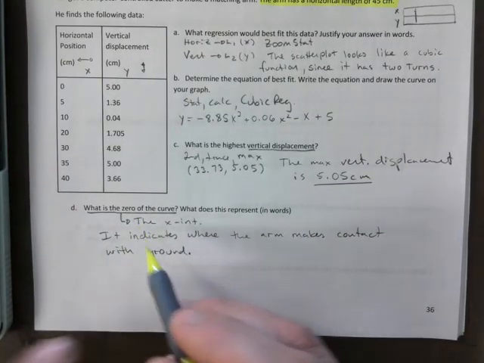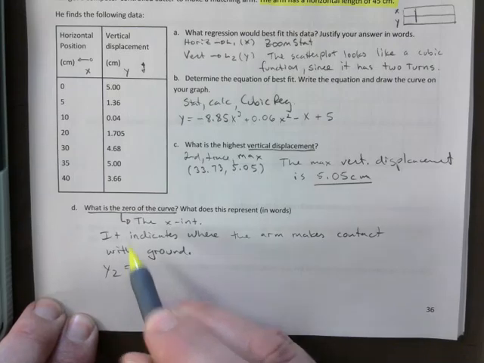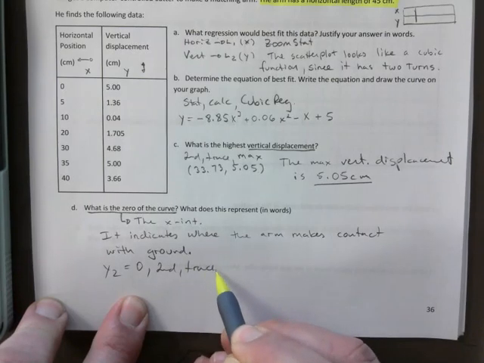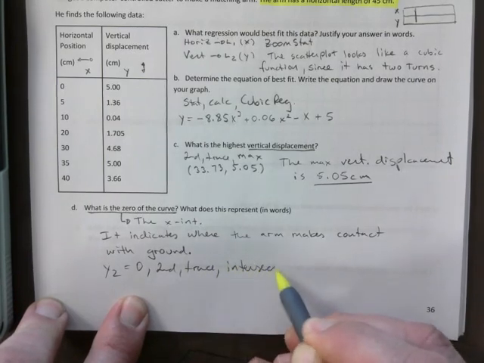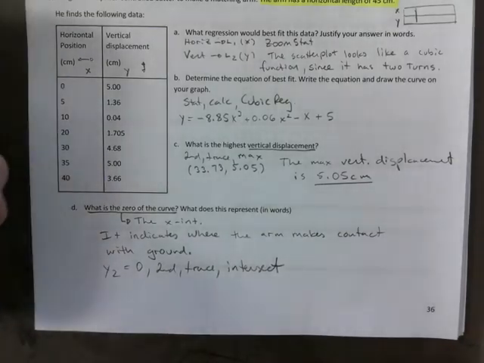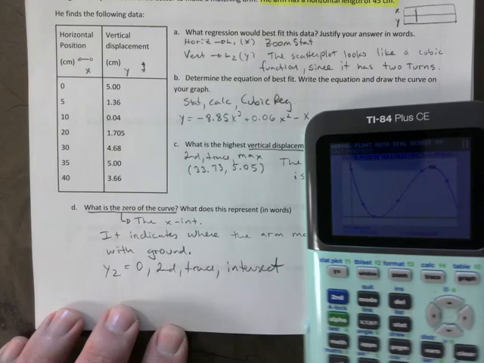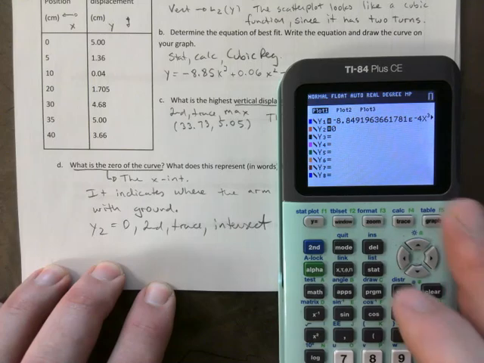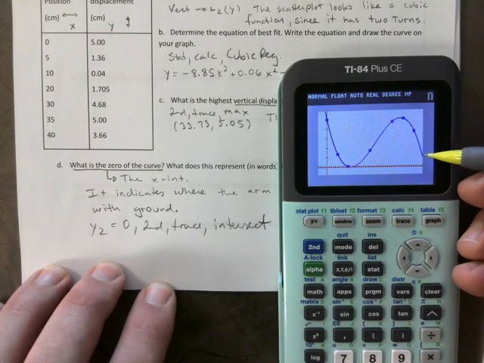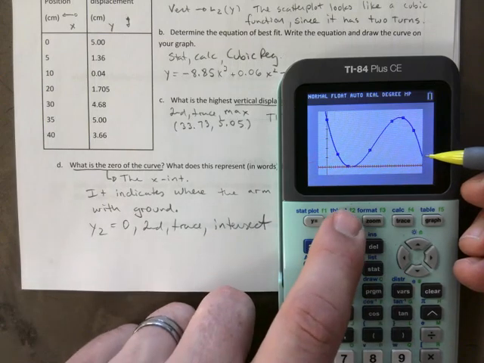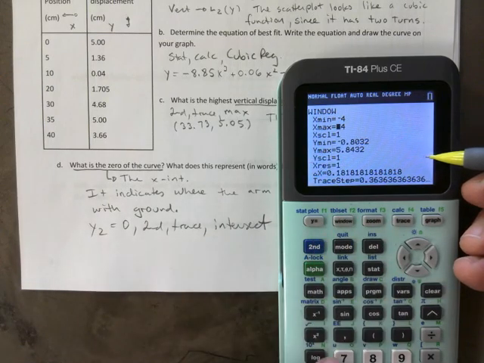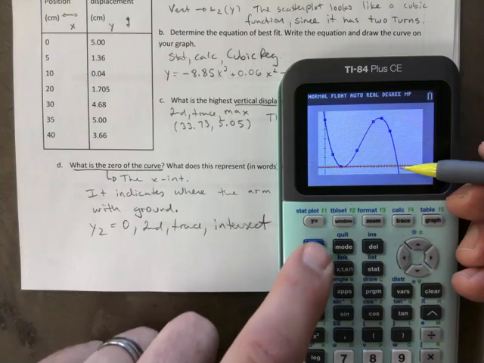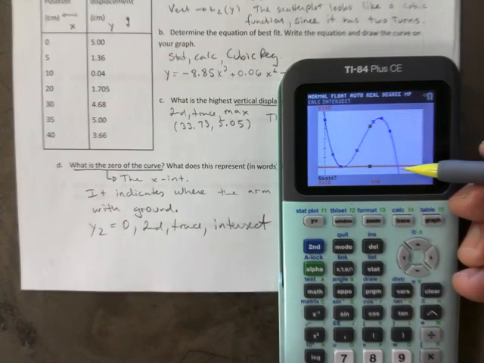Let's go find the x-intercept, because it says what is the zero? y2 is equal to 0. Second trace, intersect. You may have to make some adjustments to your window to make that happen. I let y2 equal to 0. I will chase the blue curve a bit, so I'll increase my x max. So let's go 60. There we go. Second trace 5, enter, enter, enter.